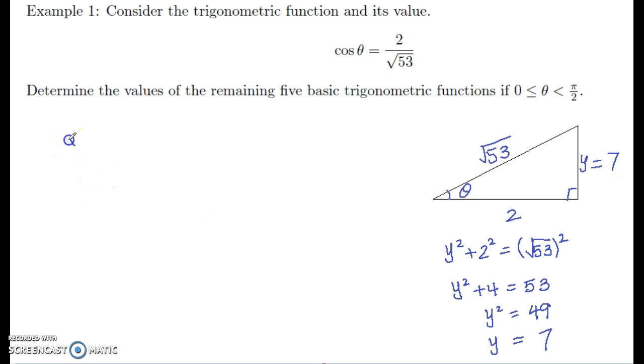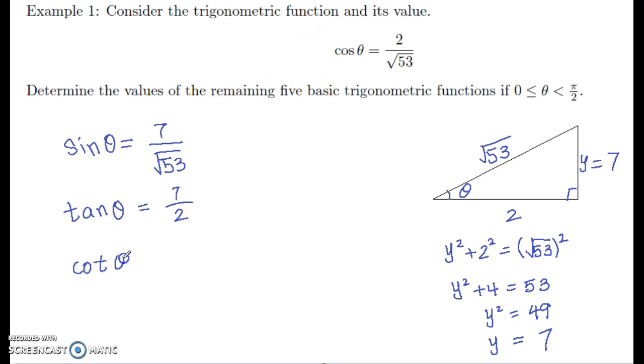Then the sine value for this angle is just opposite divided by hypotenuse. Tangent of theta equals opposite divided by adjacent, so 7 over 2. Or you can also think of it as sine theta over cosine theta. You still get 7 over 2.